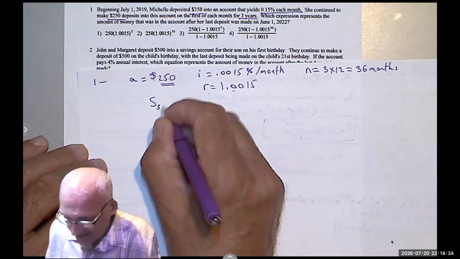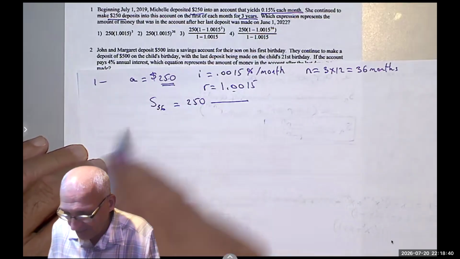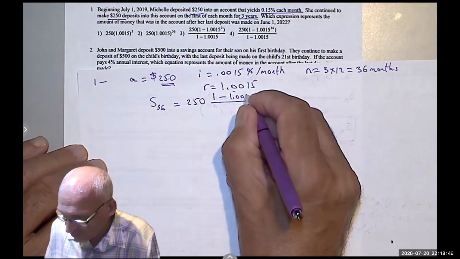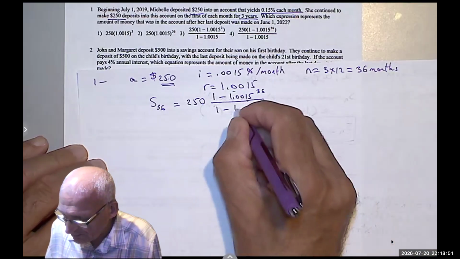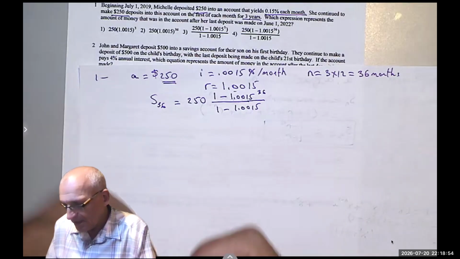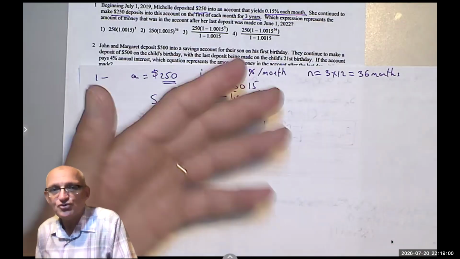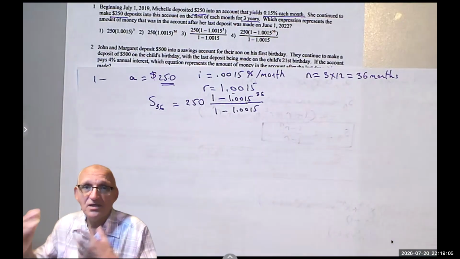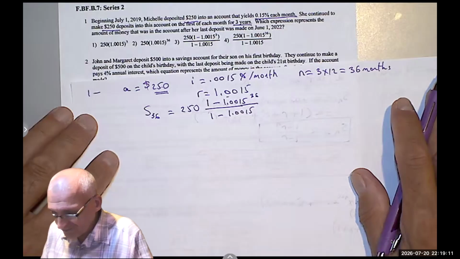So after 3 years, my S after 36 months would be the original amount deposited times 1 minus 1.0015 to the 36 power over 1 minus 1.0015. Notice if I switch them, it's the same thing. It's just the way they prefer to show it. But if I say 1.0015 to the 36 minus 1 over 0.0015, after I subtract 1, you will get the same result.